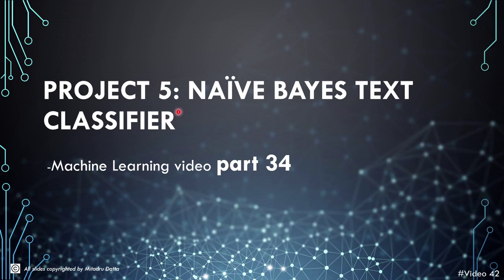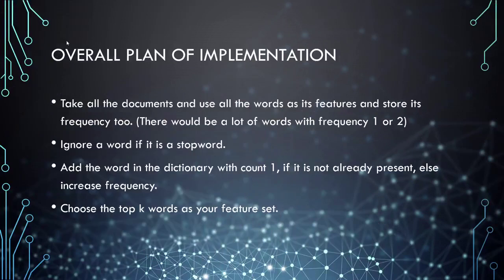So similarly, like every other machine learning algorithm, we will have some training documents as well as some testing documents. So let us just start. Now, the overall plan of implementation: we will talk about how exactly this is going to happen using the naive Bayes text classifier which we talked about in the last video.